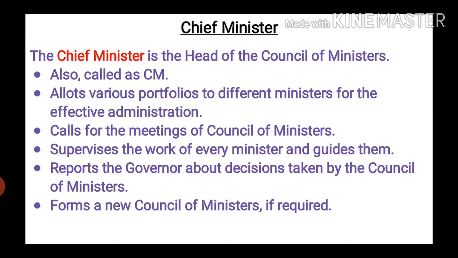He also calls for the meetings of the Council of Ministers. He supervises their work and guides them. Also, he reports to the governor about the decisions taken by the Council of Ministers and forms a new Council of Ministers if necessity arises.